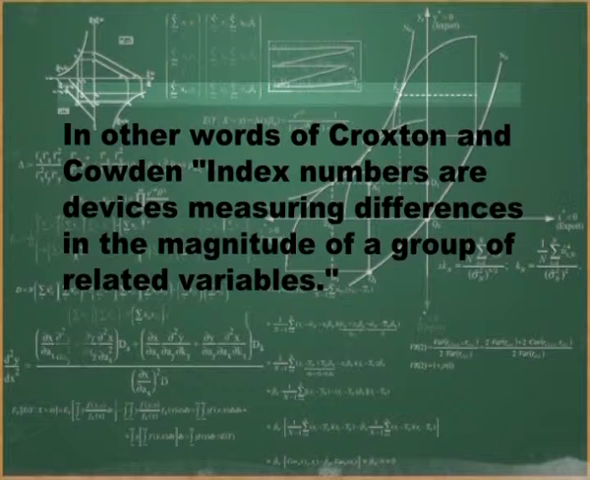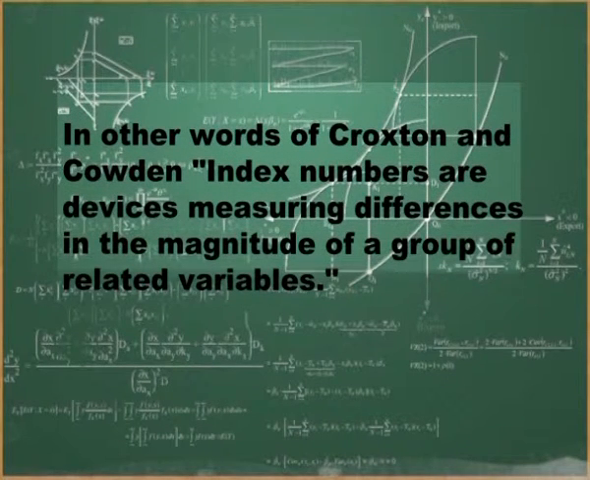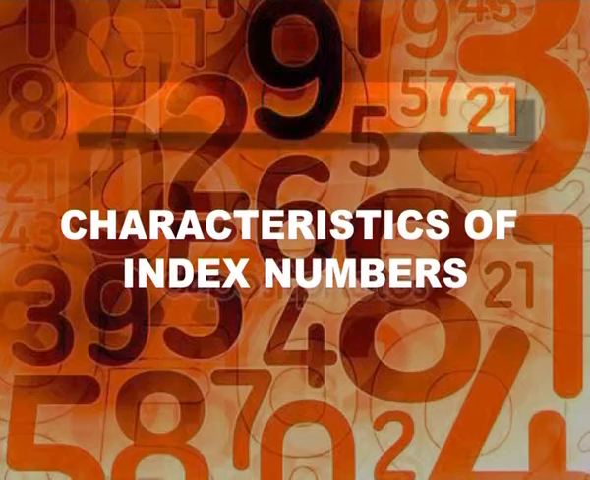It measures only the composite change because prices of some of the commodities may be increasing while those of the others may be decreasing, and rates of increase or decrease may be different for different commodities. In the words of Croxton and Cowden, index numbers are devices measuring differences in magnitude of a group of related variables.